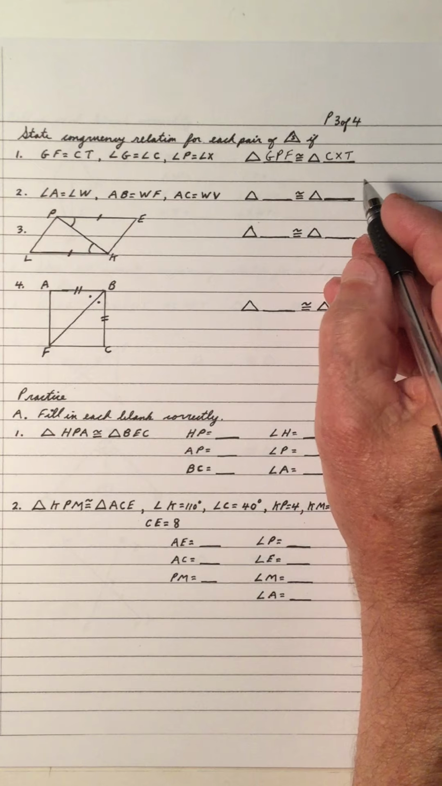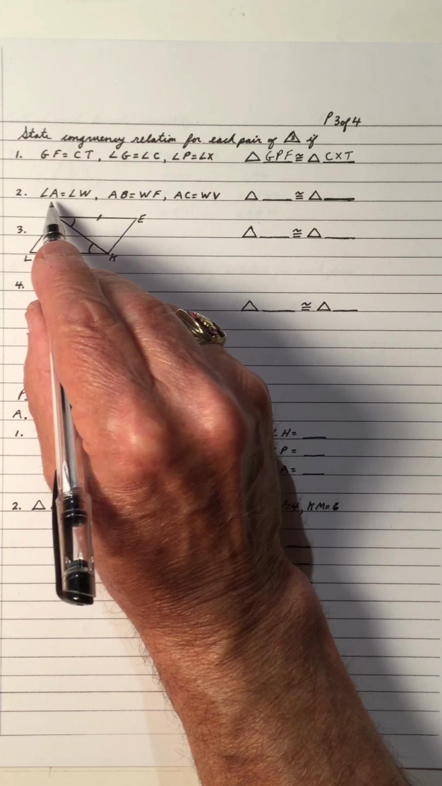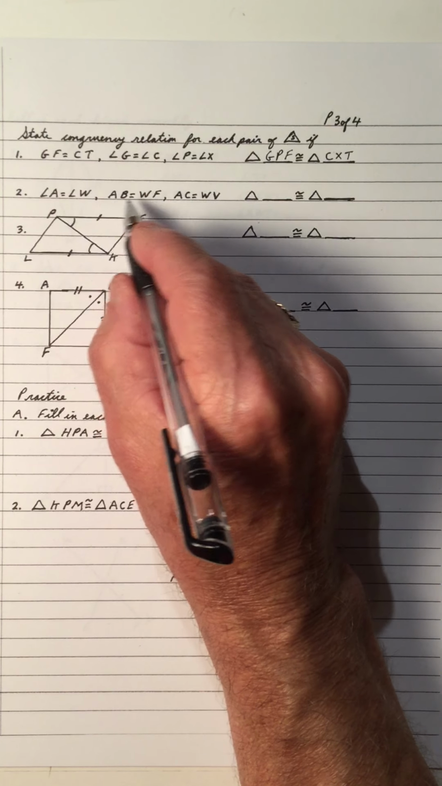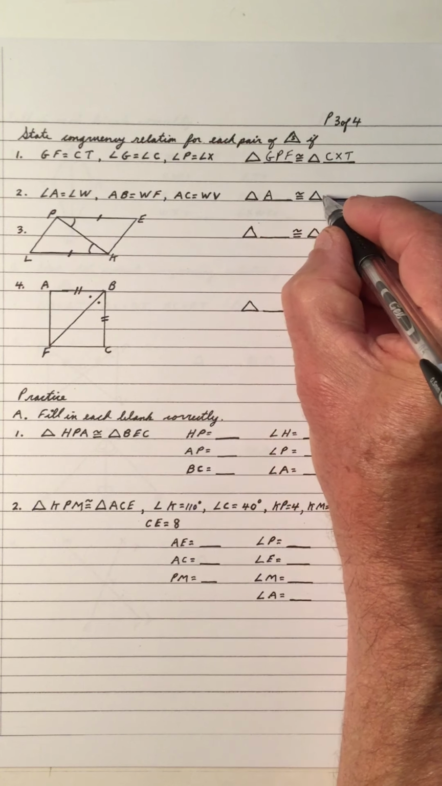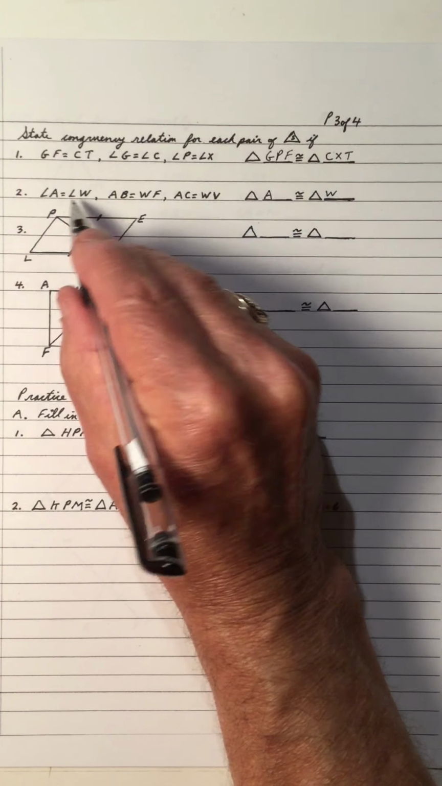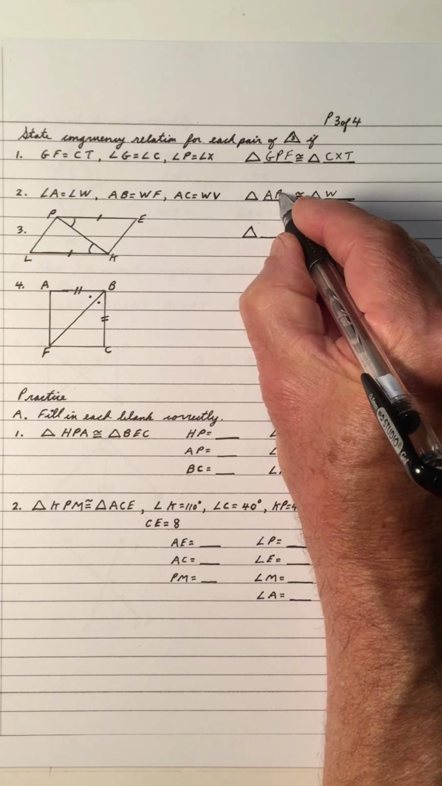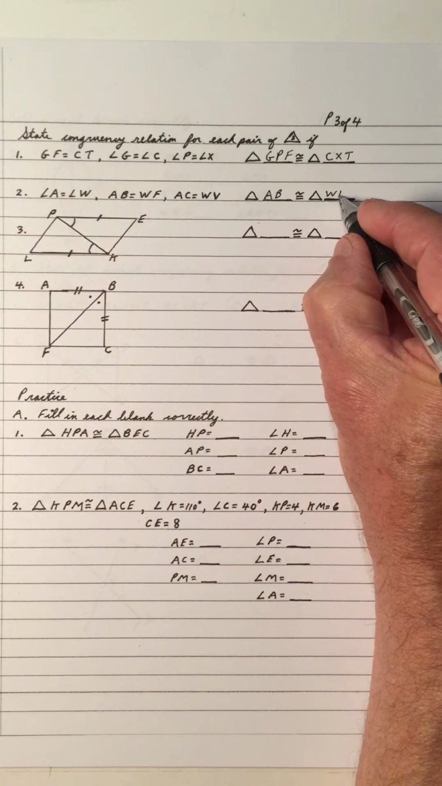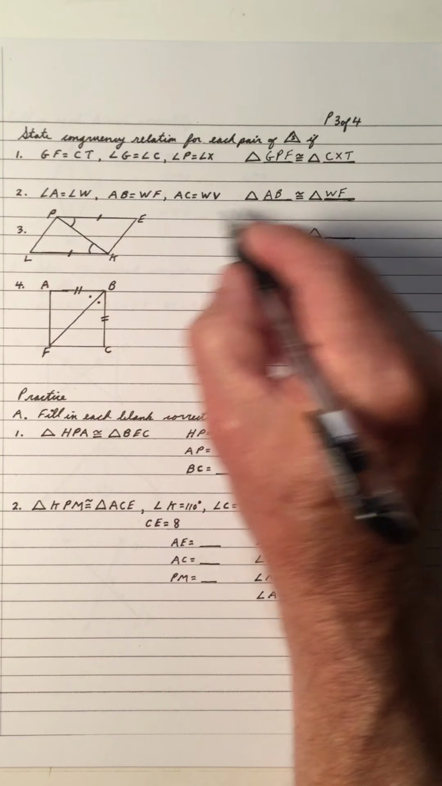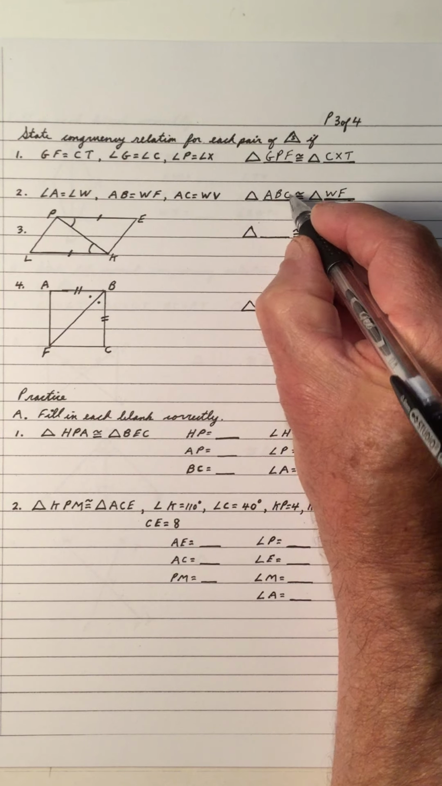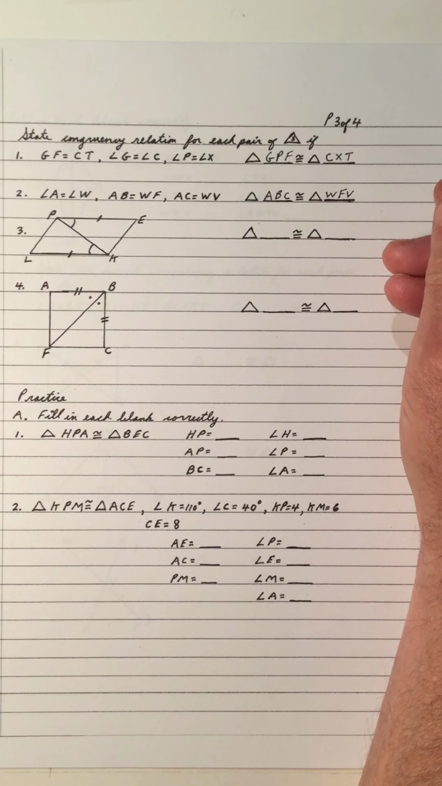Let's do another one. We have angle A in a pair of congruent triangles. A goes with W, so B has to go with F. If I do A in this triangle and W in this one, then since A goes with W, B has to go with F. And what letters are left over? I've got an A, a B, and a C. So C goes with V as congruent triangles.